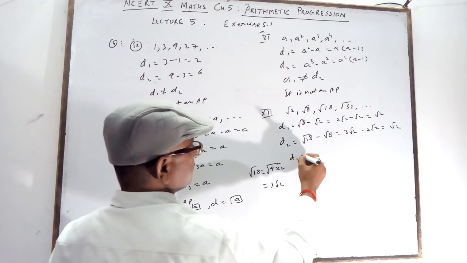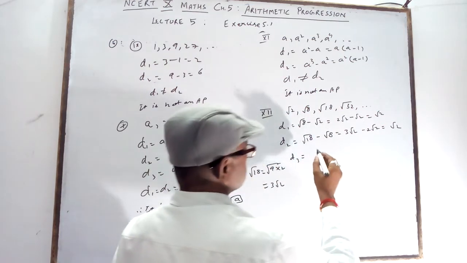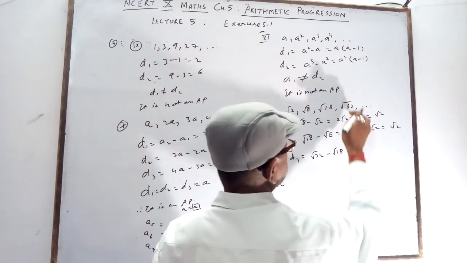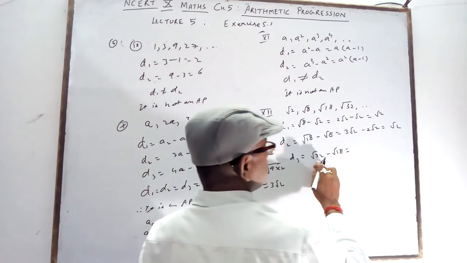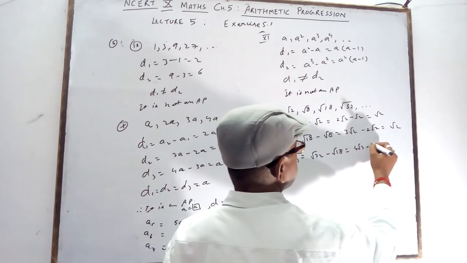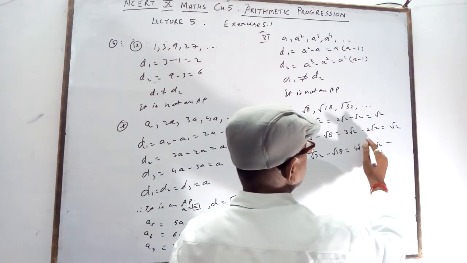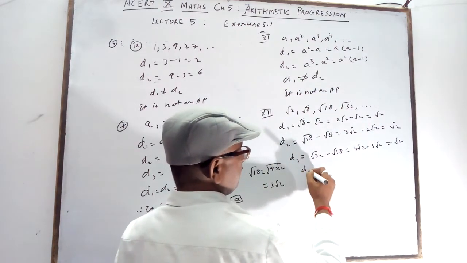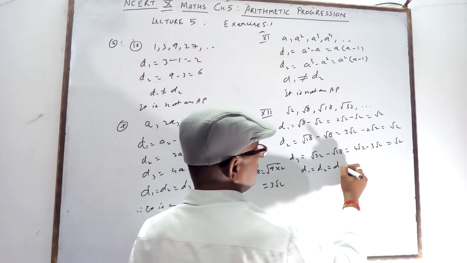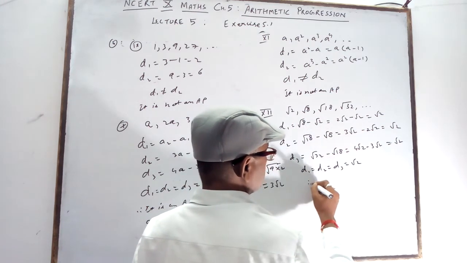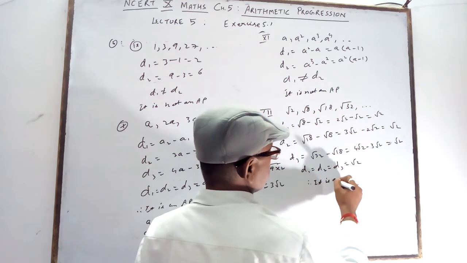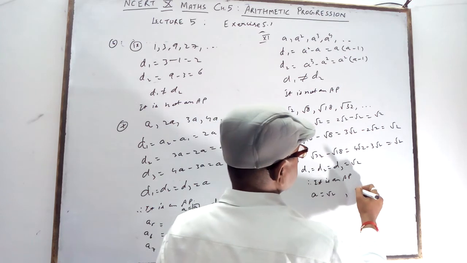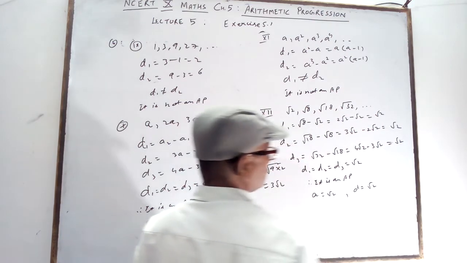d3 you can get as root 32 minus root 18, that is a4 minus a3. Root 32 is 16 into 2, so 4 root 2 minus 3 root 2 will be root 2. So d1 is equal to d2 is equal to d3 is equal to root 2. So it is an AP. If it is an AP, its first term is root 2 and the common difference is also root 2.